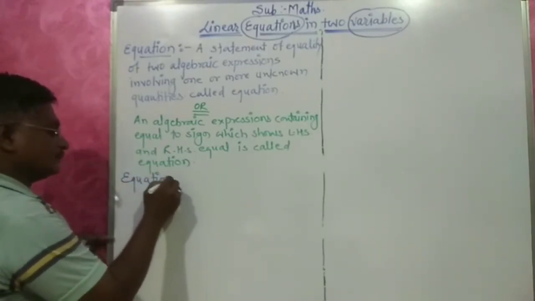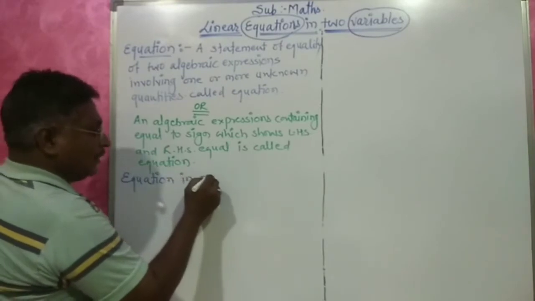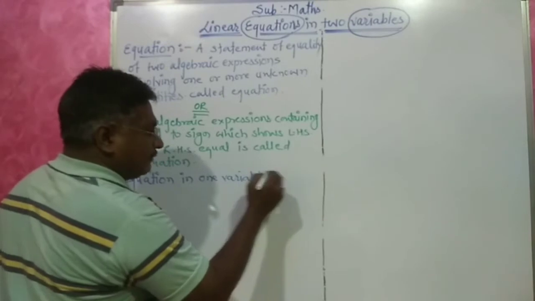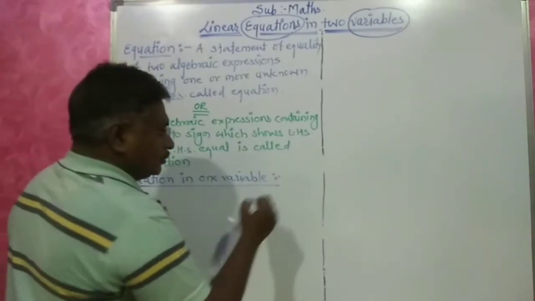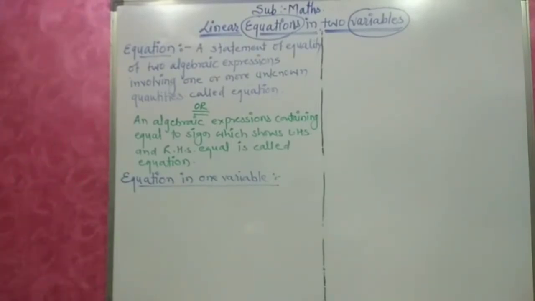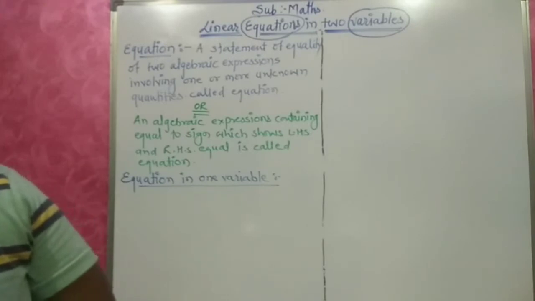Equation in one variable. About variable we already discussed, students. So what is the definition of equation in one variable? An equation containing only one variable.